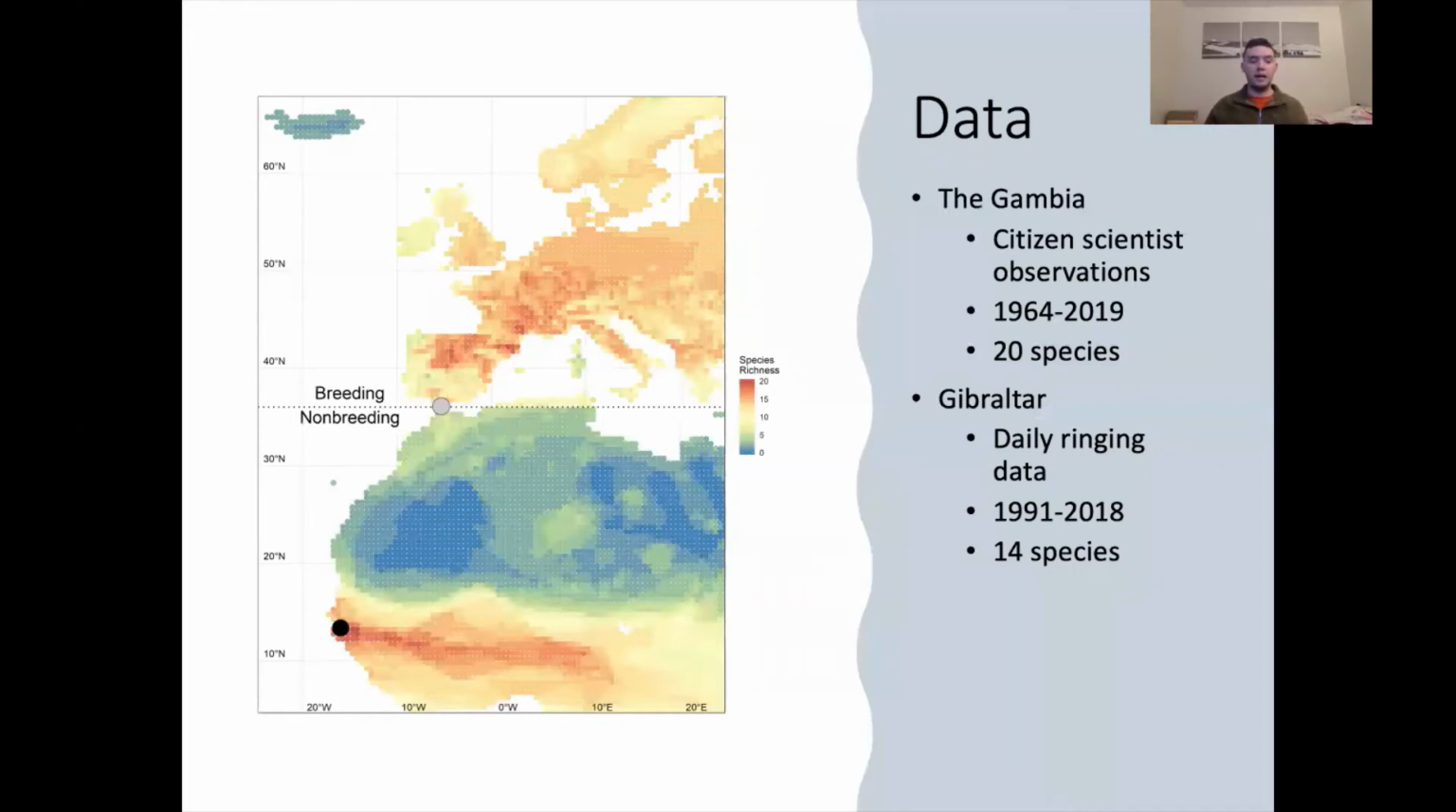So to analyse all of this, we obviously had to have some data, and we were lucky enough to work with a team that were based either in the Gambia and also in Gibraltar. So from the Gambia, we had citizen science observations of 20 species of bird that breed in Europe and spend their wintering period in sub-Saharan Africa, and that went all the way back to the mid-60s. And then from Gibraltar on the southern tip of Spain, we had daily ringing data that stretched back to 1991, and that was for 14 of the species that we considered from the Gambia.